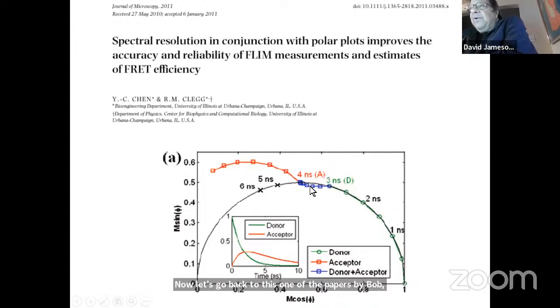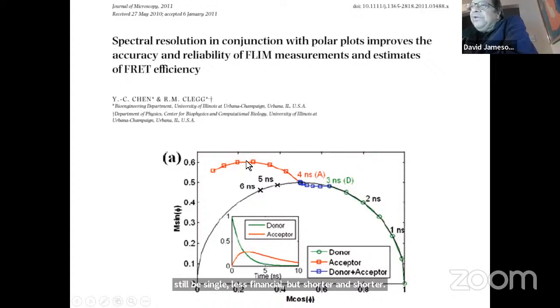Now let's go back to one of the papers by Bob Clegg, who did a beautiful paper looking at what happens in FRET. And here we see a donor. This is all simulated, 3 nanoseconds. And as you quench it due to energy transfer, if it starts off single exponential, it'll still be single exponential, but shorter and shorter as you quench it more and more.